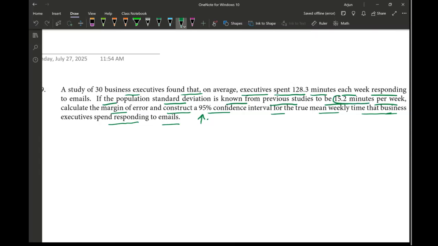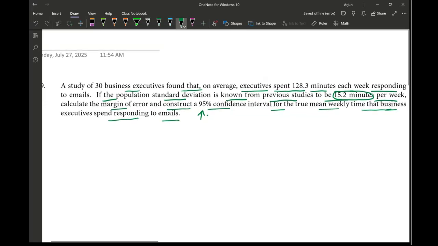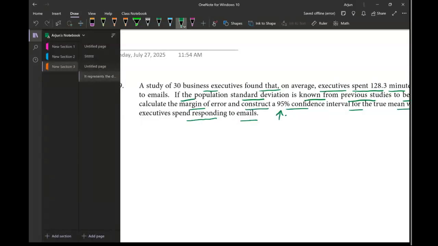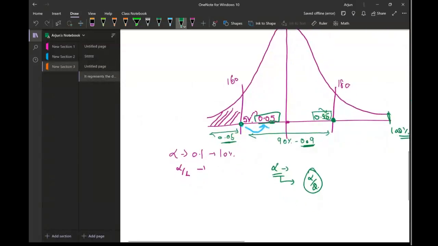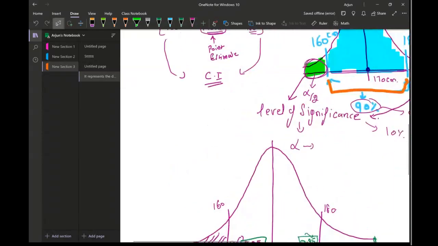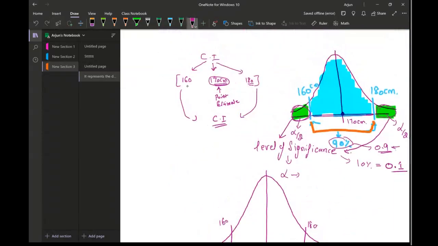The sample mean is 15.2 minutes. Now, before I start solving this question, one more thing I wanted to tell you is this portion. When we were creating the confidence interval in the previous example, we said that 170 was the average height, and the lower limit is 160, and the upper limit is 180.